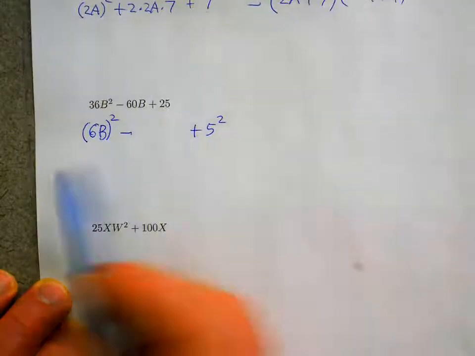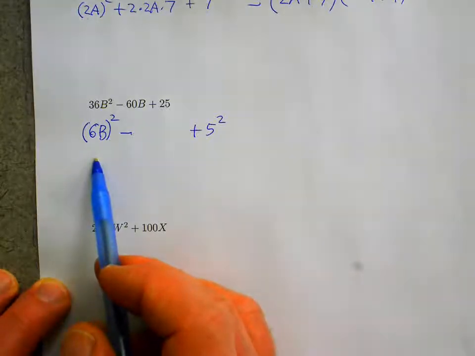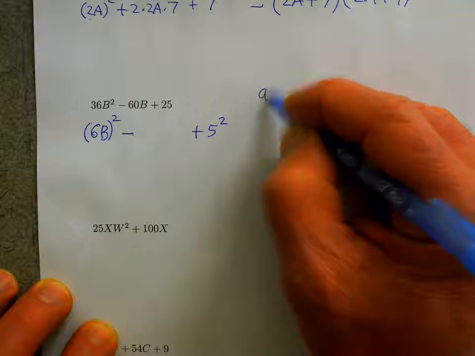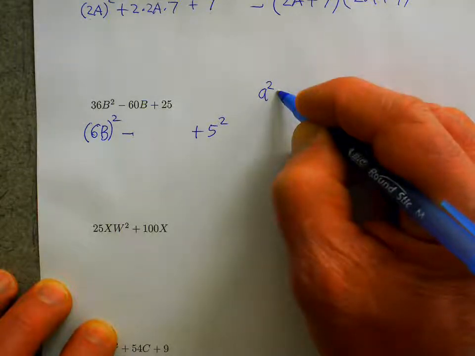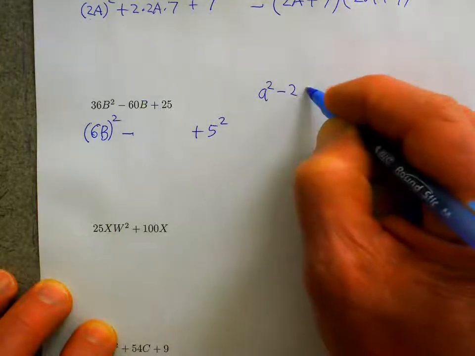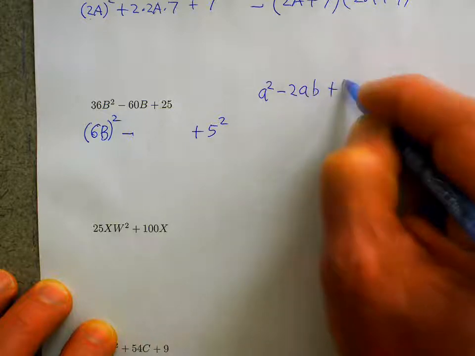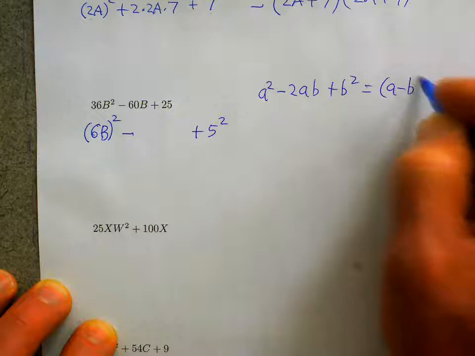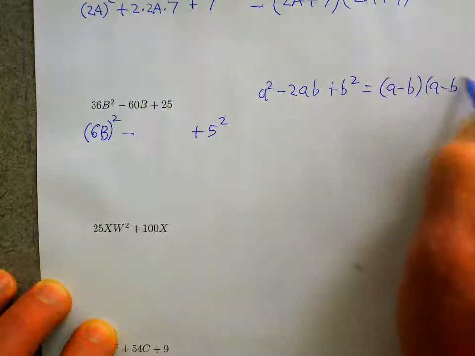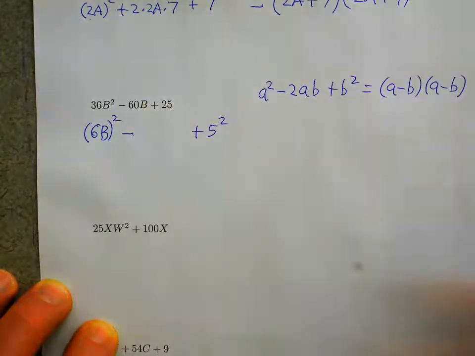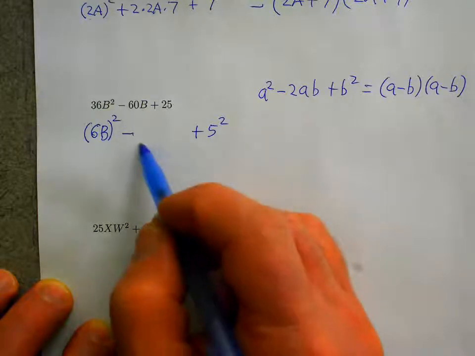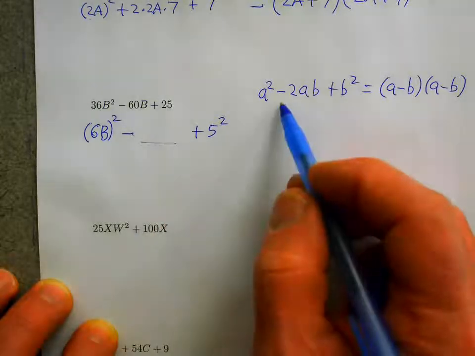So you might wonder if it's a perfect square trinomial. If it is a perfect square trinomial, it has this form, a squared minus 2ab plus b squared. And then the factors are identical, a minus b times a minus b. So we can verify if that's a perfect square trinomial if the middle term has the right form, if it has the minus 2ab.